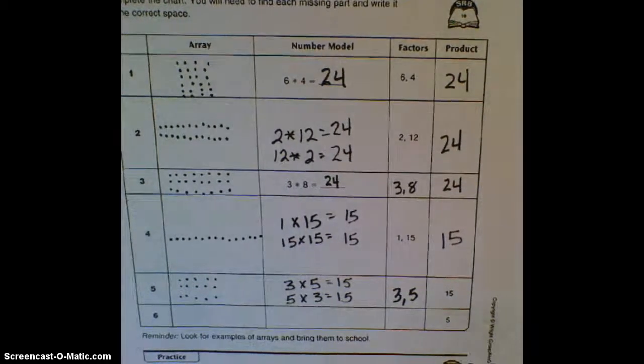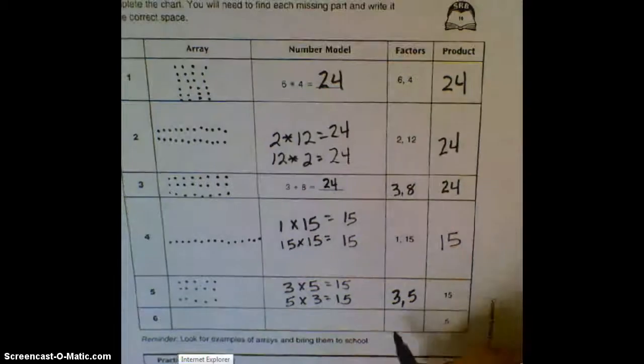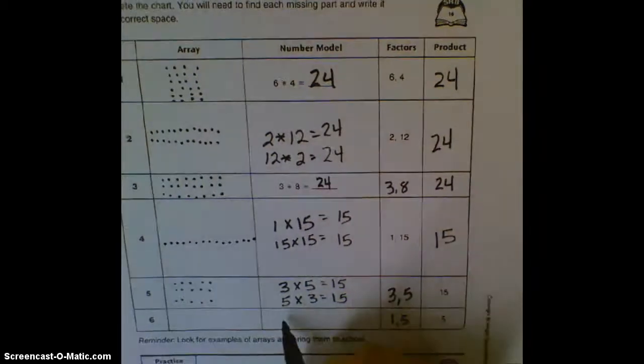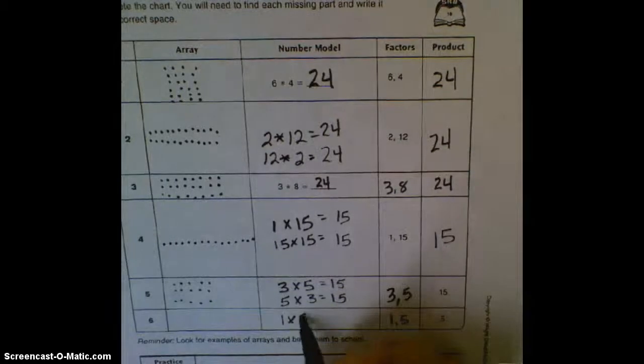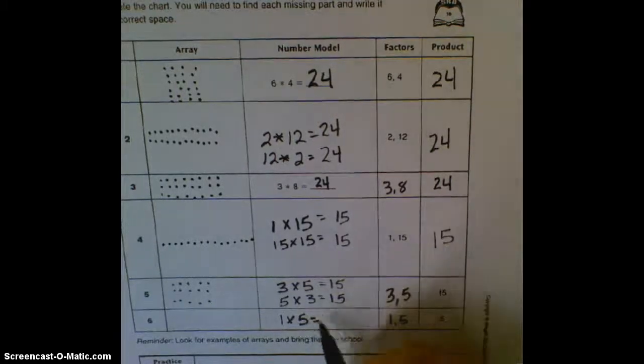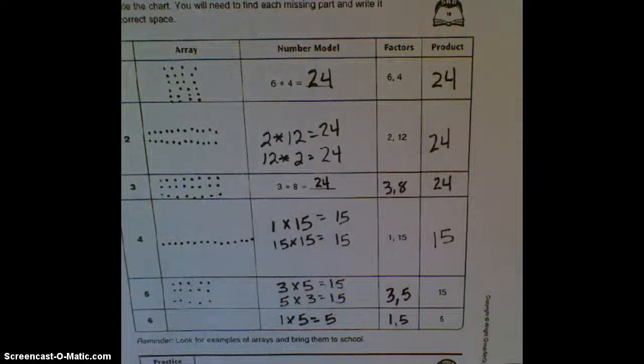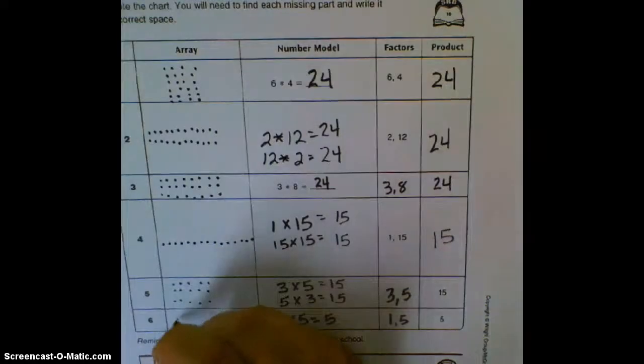Now we've got 5 as a product. Let's think of all the factors of 5. There's only 2, 1 and 5. 5 is a prime number. So we could do 5 times 1 or 1 times 5. It doesn't matter which way we write it. It's going to equal 5. And then our array, 1 row of 5. 1, 2, 3, 4, 5.